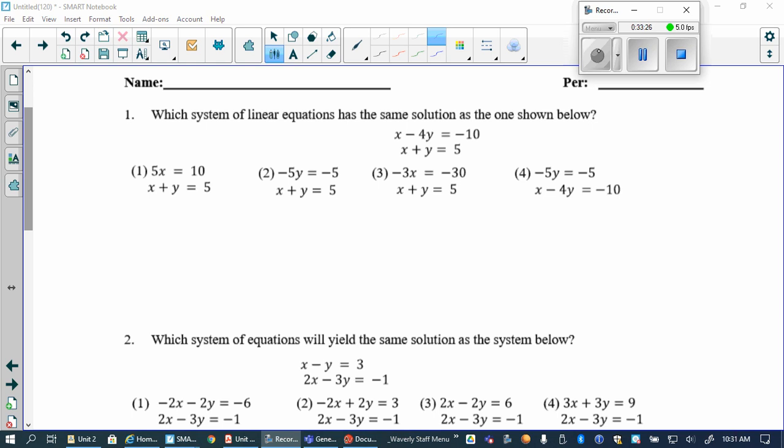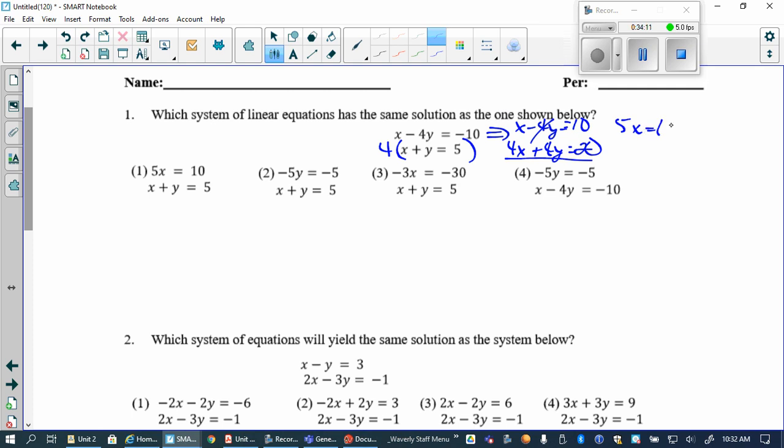So when you added them like that, you got 5x? Well, I multiplied the bottom by 4. So, right, it looks like they got the y term to disappear, and the only way to do that really is to do this, right? Because there's a negative 4y up top. So that would give us, if we did like this, x minus 4y equals negative 10, and 4x plus 4y equals 20, right? If I add these, then I get 5x equals what? It's negative 10 plus 20, right?